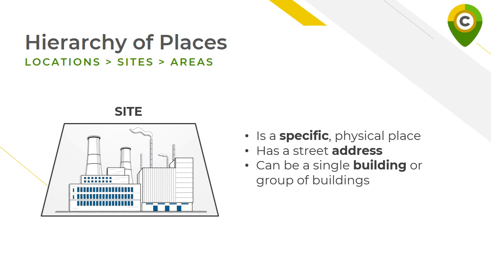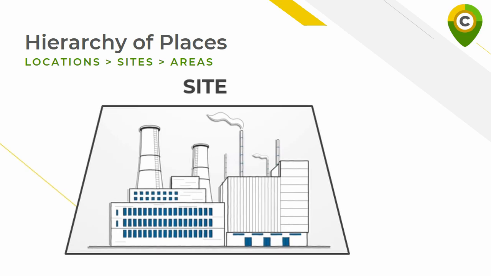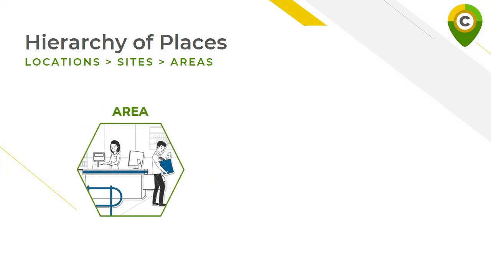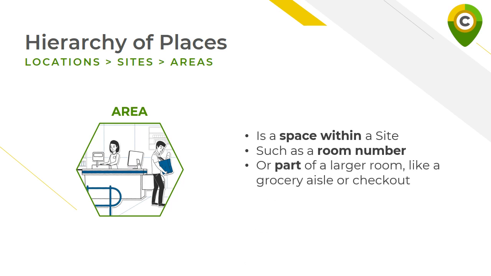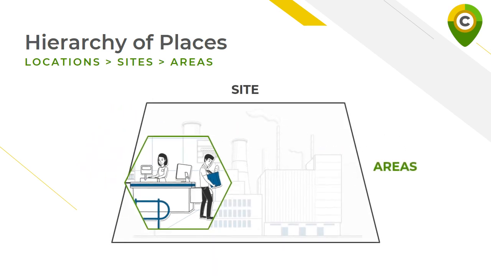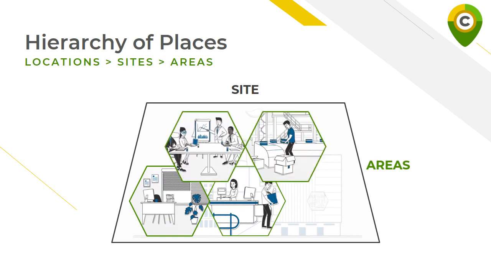But some sites can be rather large, so Custodian requires that each site be divided into areas. An area is a specific space within a site. One area could be a particular office or room number, or it could be a part of a larger room like the checkout area at a grocery store. You can create an unlimited number of areas within a site.